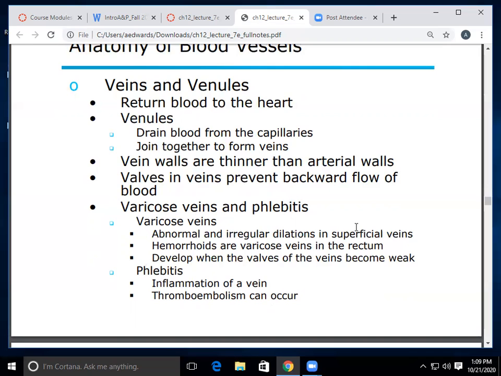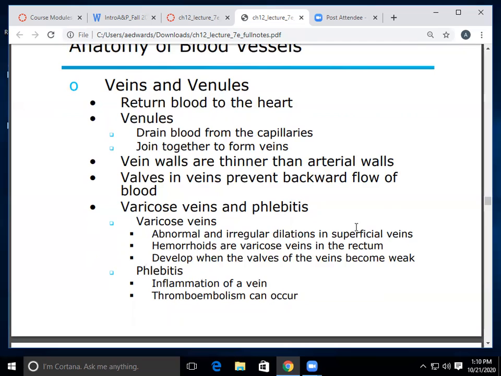Now hemorrhoids, okay. Now this is anatomy class, so we can talk about things like this, right? But hemorrhoids are actually varicose veins in the rectum, okay? So obviously that's a very painful place to have varicose veins, right?